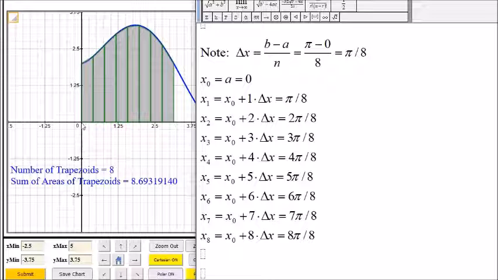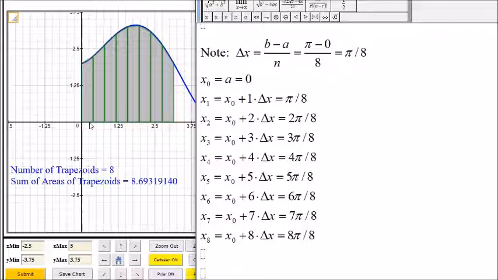X of 0 is just 0, and then x of 1 will be x of 0 plus 1 width, 1 delta x. So the distance from here to here, that's delta x. And then the distance from here to here is 2 delta x. The distance from here to here would be 3 delta x.